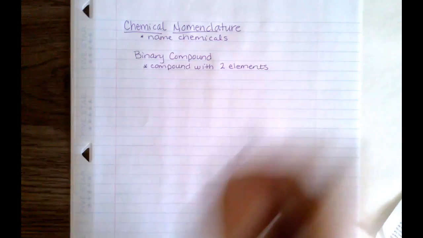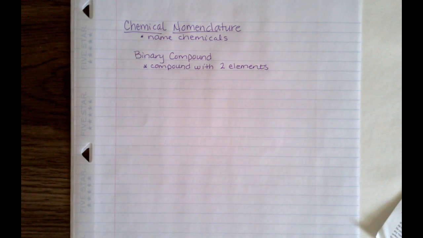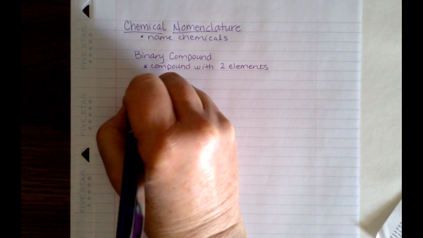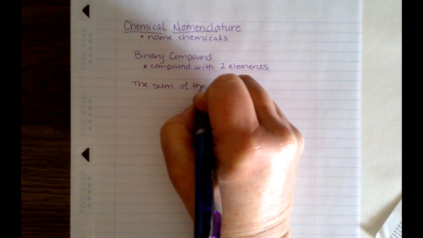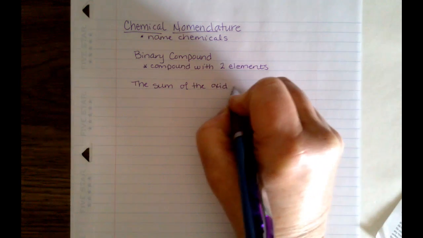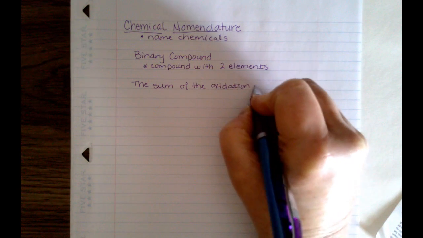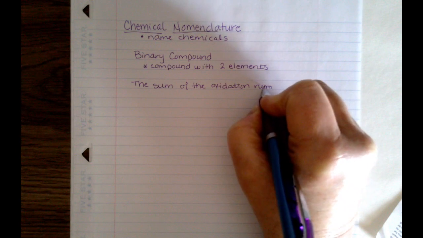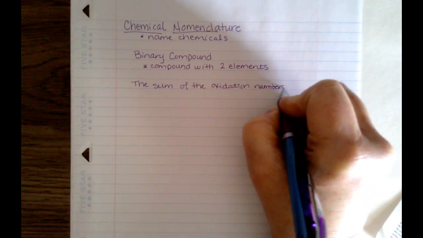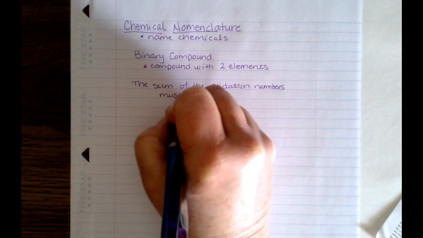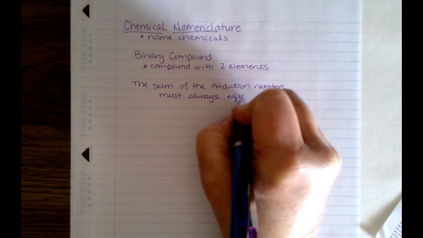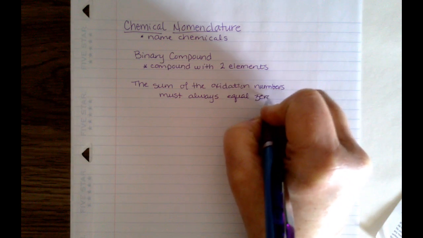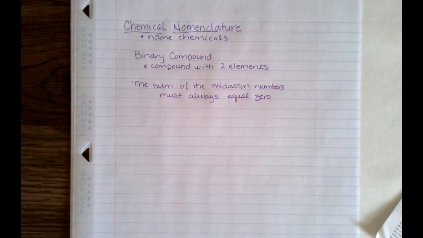When we name compounds with two elements, they have the basic rules of all naming compounds, and that is the sum of the oxidation numbers must always equal 0. All right, so what do I mean by that?